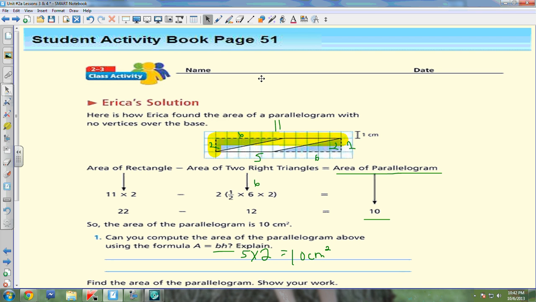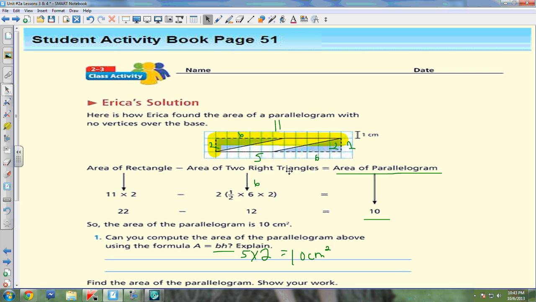It says Eric's solution. Here's how Eric found the area of a parallelogram with no vertices over the base. So in here you have this parallelogram, and then they're showing you that by extending the lines out you can make a rectangle, and you also have two triangles as well. But the formula says area of a rectangle minus the area of the two right triangles would give you the area of the parallelogram. So if you look at the whole area of the rectangle, that's where they end up with 11 by 2, which is 22.